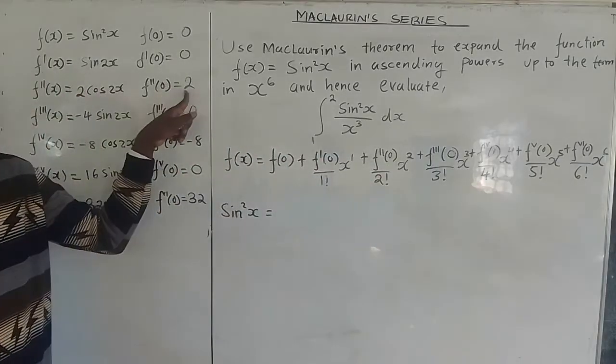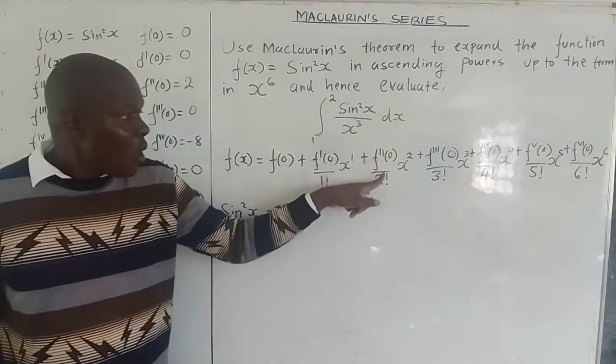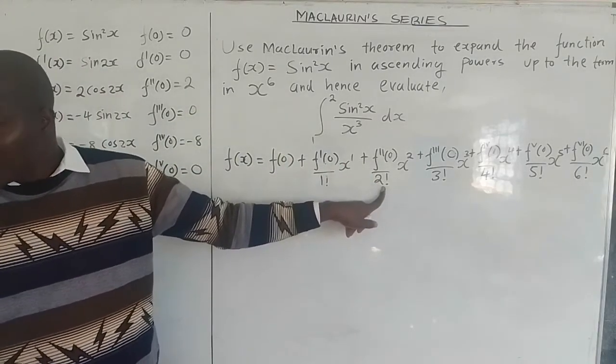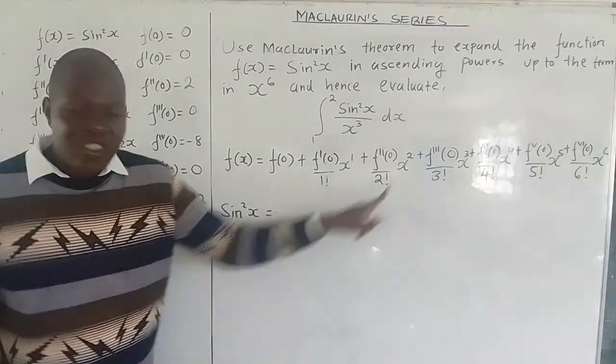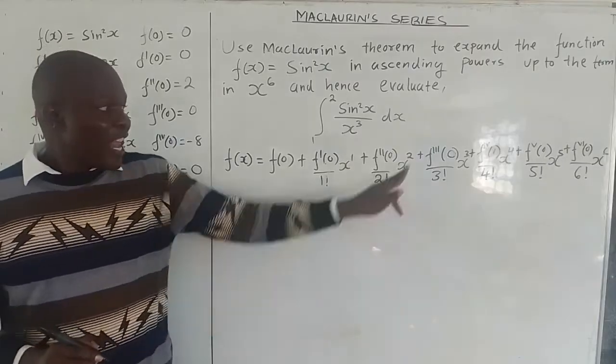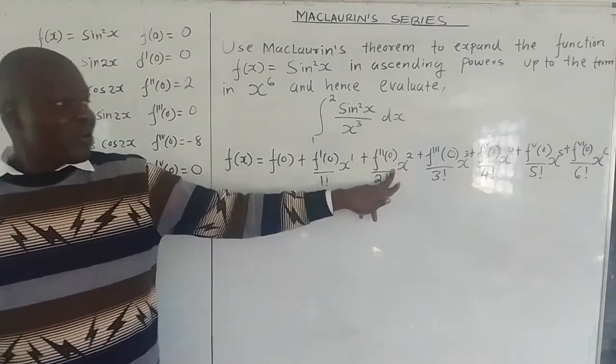F double prime of 0 is 2. So 2 over 2 factorial. 2 over 2 factorial is 1. 1 times x squared, so you remain with x squared. Are we together? We are done with this term, isn't it? We move to the next term.